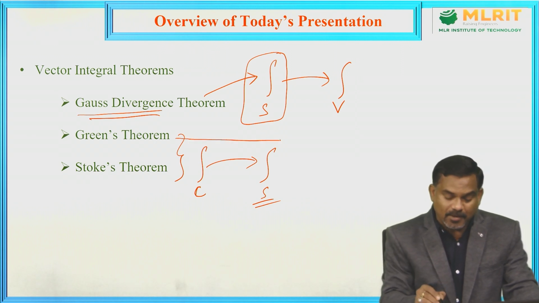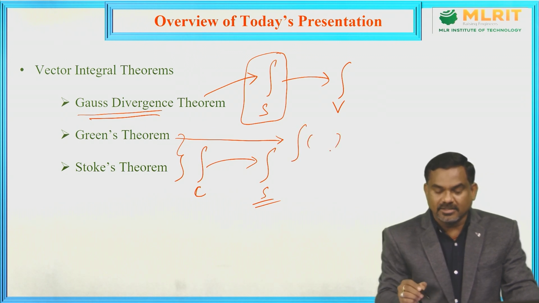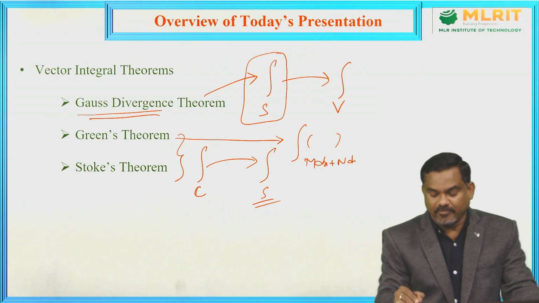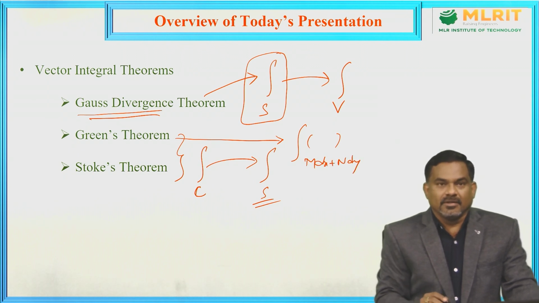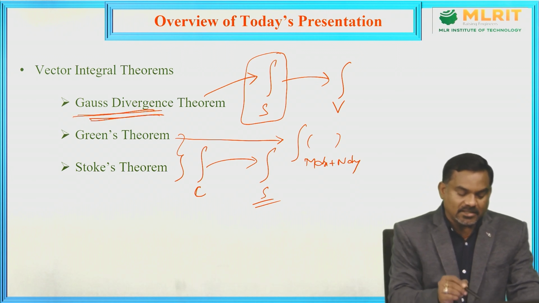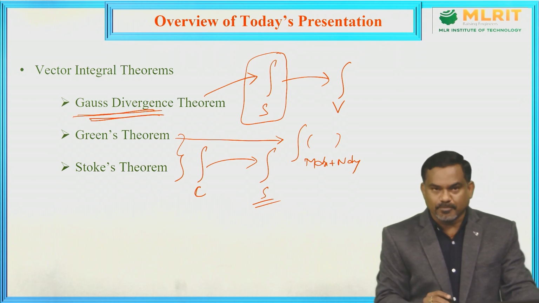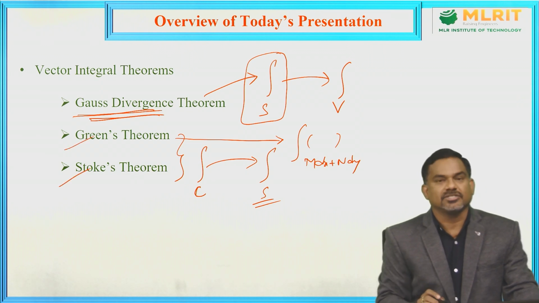Green's theorem can be applied if the integrand in the line integral is in a particular format like M dx plus N dy. Then only we can apply Green's theorem. First, I would like to state the Gauss Divergence Theorem and solve some problems on it. Later, we will discuss Green's and Stokes theorems.